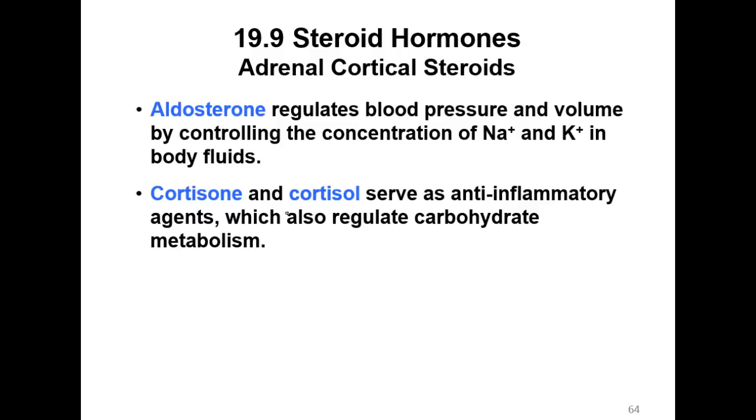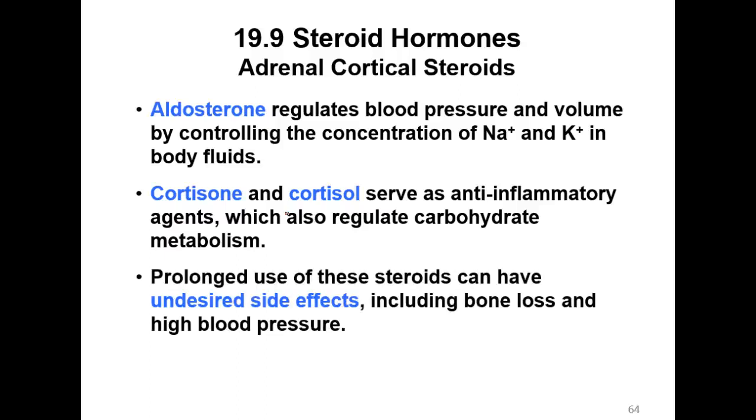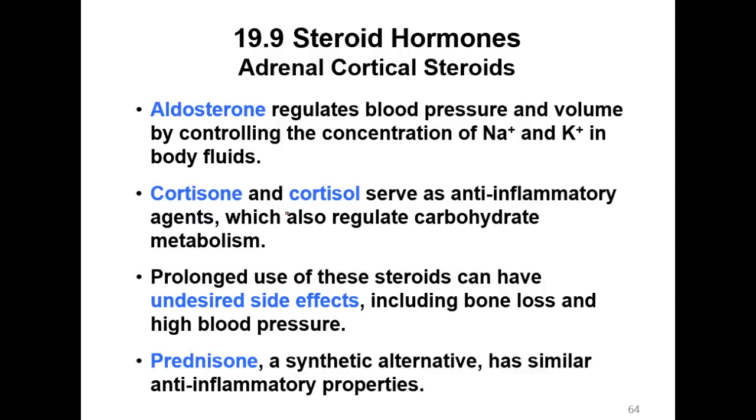A lot of people think it is because they hear the word steroid and they automatically think of anabolic steroids. So just realize there are different types. There's actually three different types. There's anabolic, there are sex hormones, and then there are cortical steroids, which are the anti-inflammatory. Prolonged use of these steroids can obviously have side effects, bone loss, and high blood pressure.